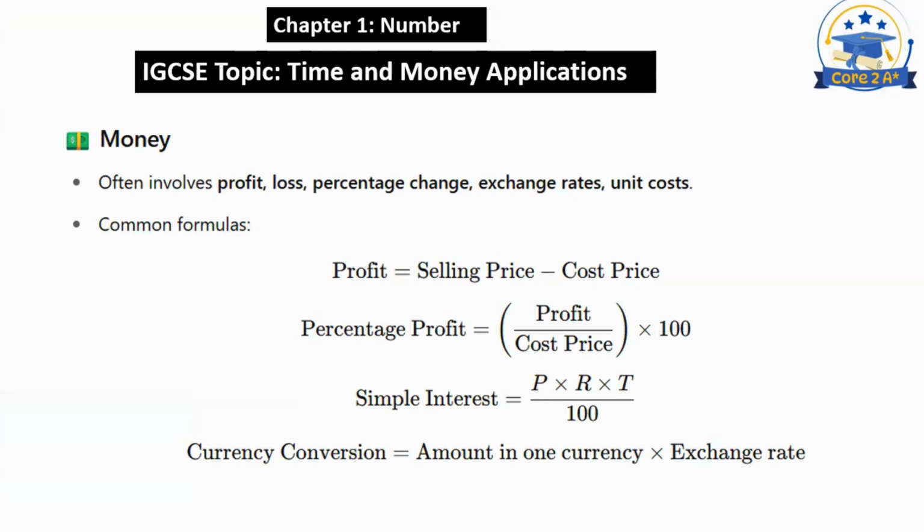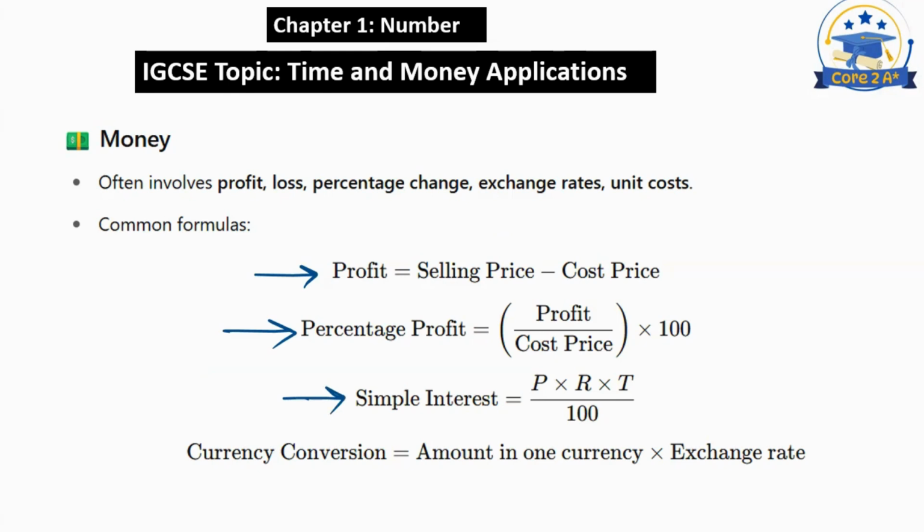Now, let's talk about money. So the common formula we have is profit. Obviously, we want to be in profit. So how can we calculate it? We subtract cost price from the selling price, right? If we want to find the percentage profit, how can we do that? Profit over cost price, and then we multiply by 100.